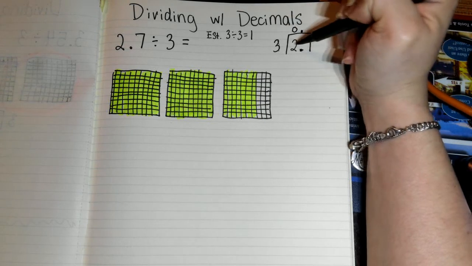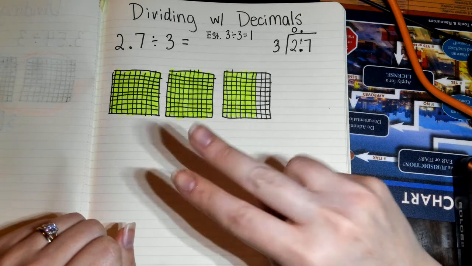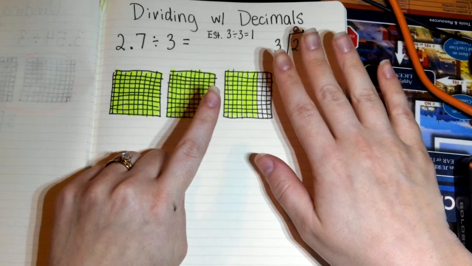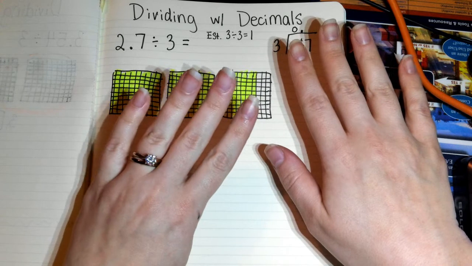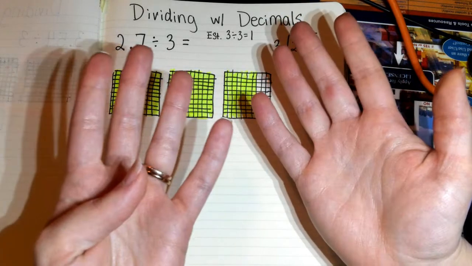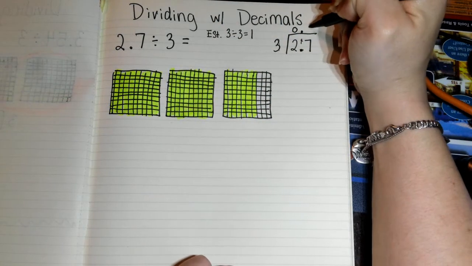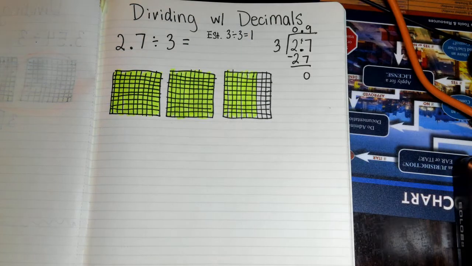Now, I combine the numbers. Can 3 go into 27? Well, let's skip count. 3, 6, 9, 12, 15, 18, 21, 24, 27. Yeah, 3 can go into 27 9 times. So I put a 9 up here. I subtract out 27, and it's a 0, meaning I'm done. So we got our answer.